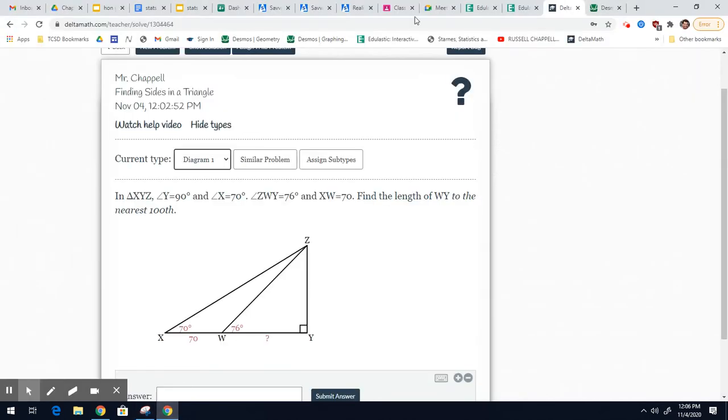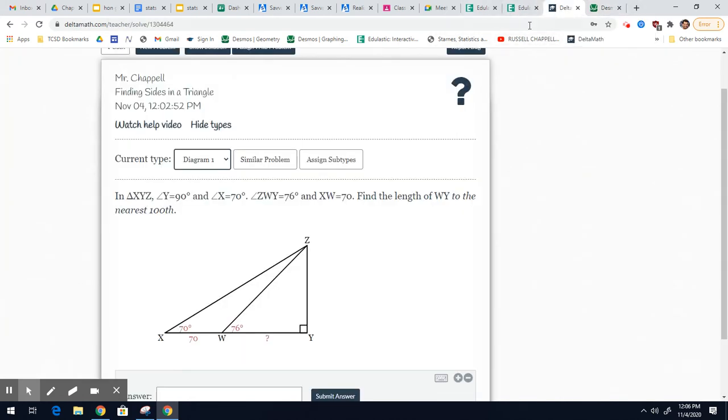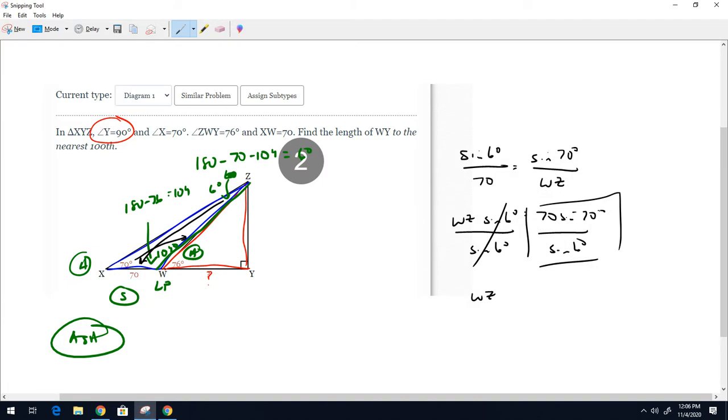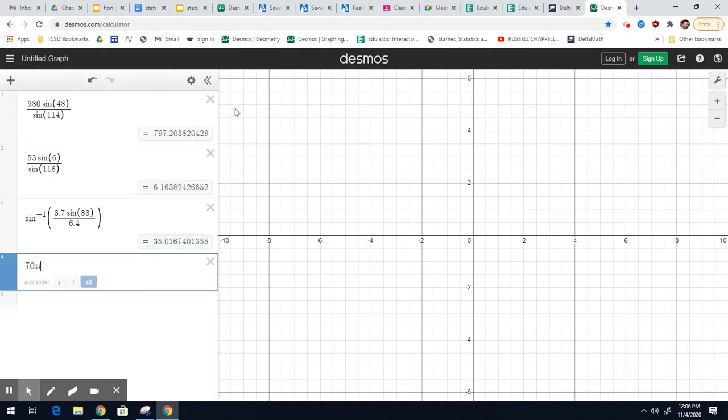So I'll use the graphing calculator. Hopefully all that stays there. Let's double check to make sure. Yes, good. So if I go into Desmos, again, make sure you are in degree mode, and we are. So I didn't take a picture, sorry. Here. So 70 sine of 70 over sine of 6. So 70 sine of 70 divided by the sine of 6. And we got 629.2877.